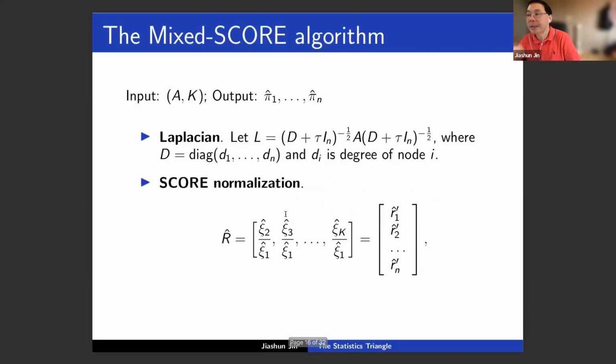Now this becomes the procedure. First, you can do a Laplacian normalization, where D is a diagonal matrix with D_i the degree of node i. Tau is actually the average degree. This part is a ridge regression kind of thing. Without this ridge regression, this is a symmetrized Laplacian. With ridge regression, it's just a regularized Laplacian. So you obtain this L, and you apply the score normalization to it.